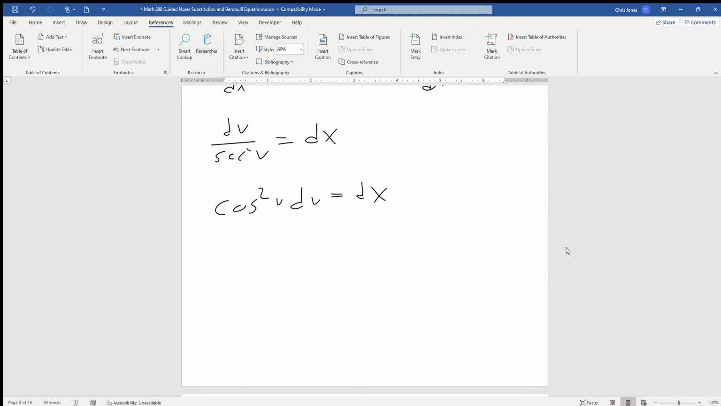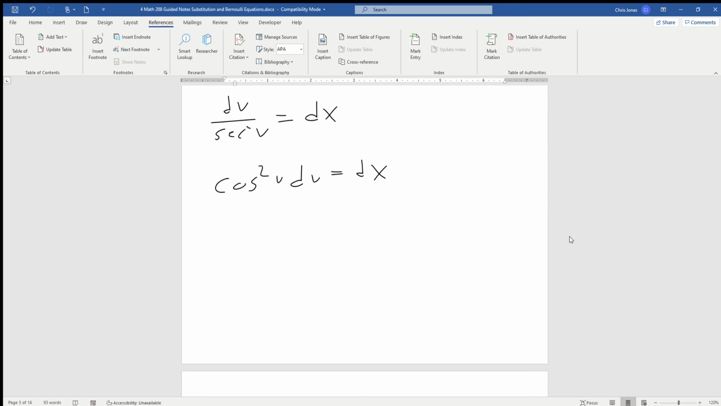Now, a trap that a lot of students will fall into is they try to integrate cosine squared. And what they'll do is they'll write cos cubed v over 3 plus c. And that is not the correct antiderivative because it is not a polynomial. Remember, the power rule only works for polynomial expressions. So you might remember from Calculus 2, to be able to evaluate cosine squared, you have to use a particular formula. You might remember the power reducing formula.